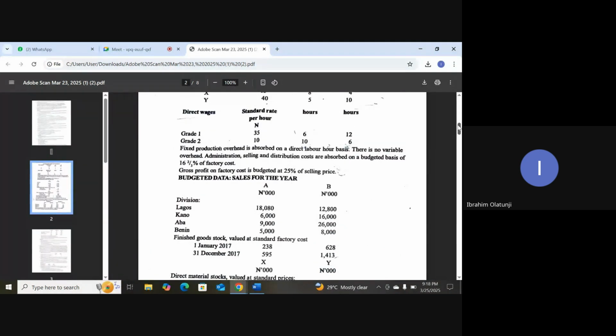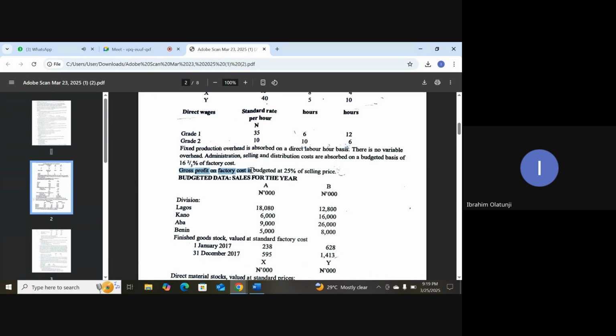Gross profit on factory cost is budgeted at 25% of selling price. Then we have to get our selling price. Since the gross profit on factory cost is budgeted at 25% of selling price, that gross profit we are going to get on the factory cost needs to be budgeted on the selling price. So we look at the question.